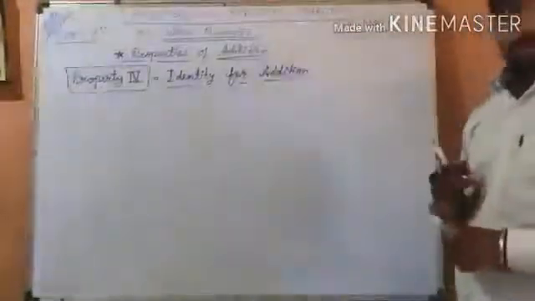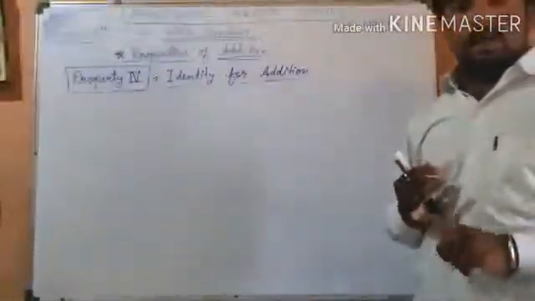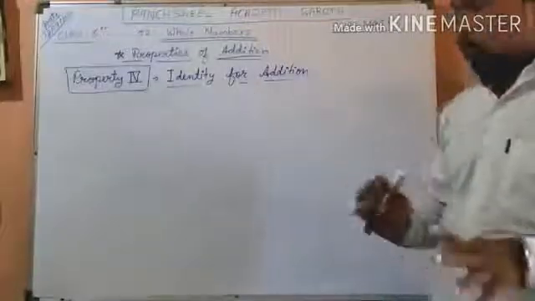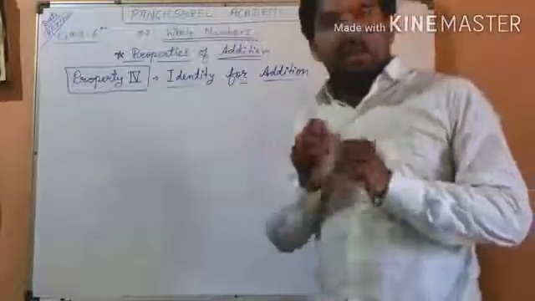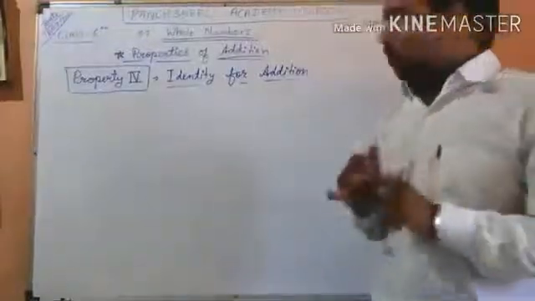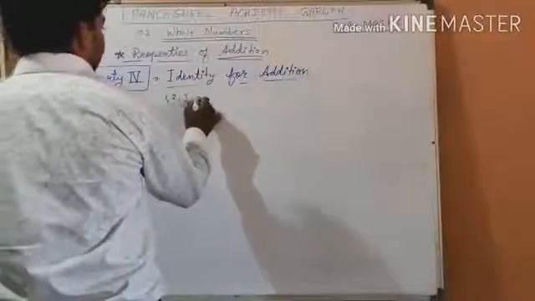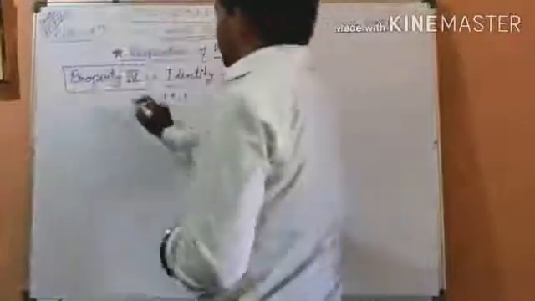Now, my dear students, the first property is closure, the second is commutative, the third is associative. Now the fourth property is the identity for addition. You know, there is a slight difference between natural numbers and whole numbers. Natural numbers are 1, 2, 3 and so on.